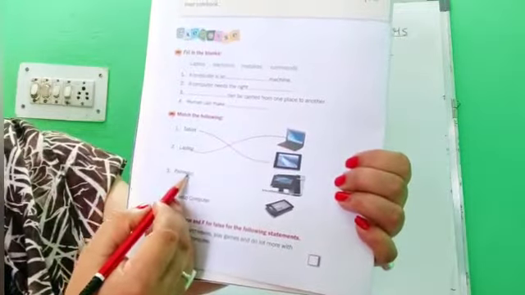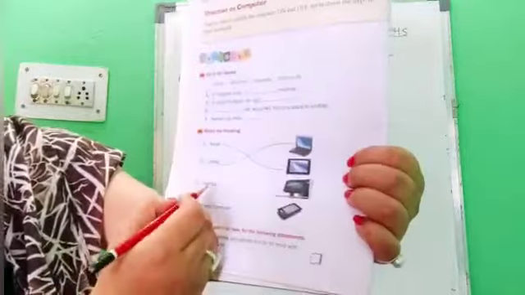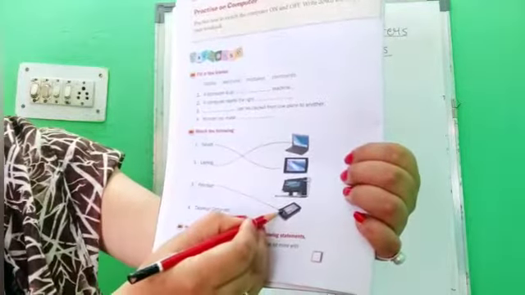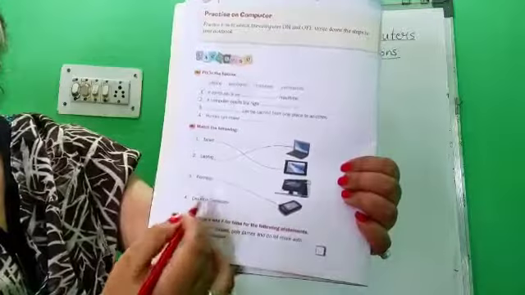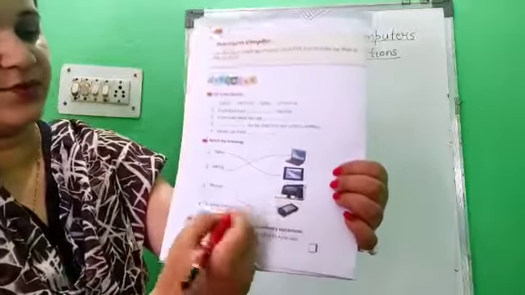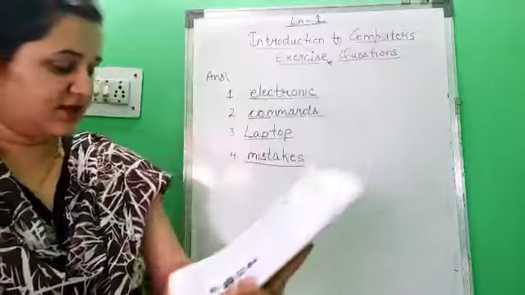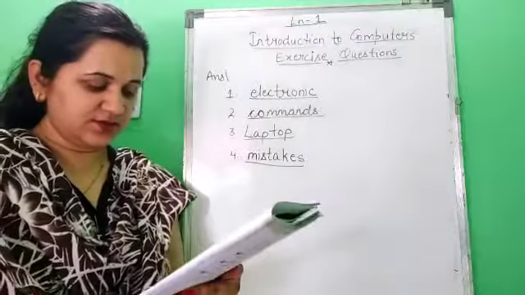Now come to the next, third part. P-A-L-M, palm, T-O-P, top, palm top. This is your palm top. Okay, you can keep it in your palm, on your hand. So, this is your palm top. Match it like this. Desktop computer, D-E-S-K, desk, T-O-P, top. Desktop computer. This is the desktop computer. Okay, this is how you have to match. Now, children, third question.